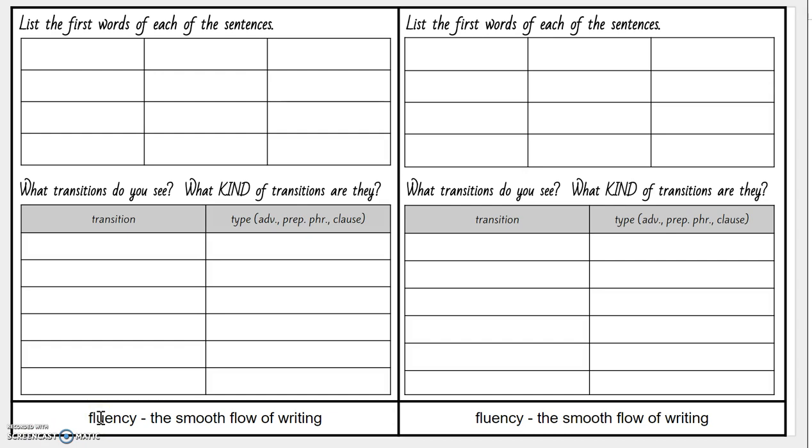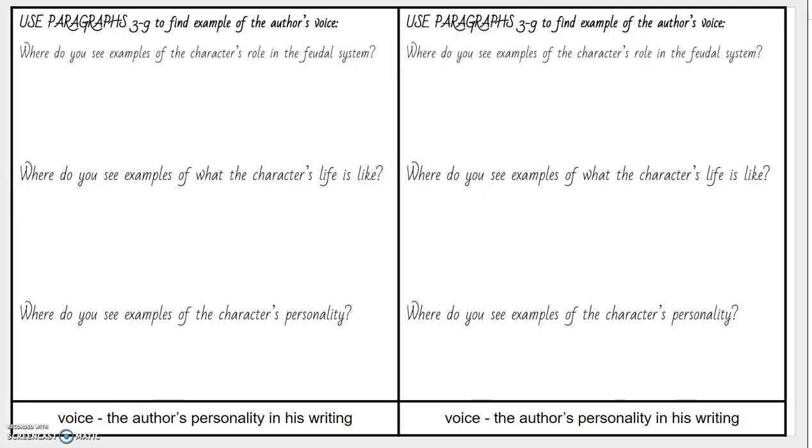And while you read, or as you finish reading, I want you to go back and add some details for each of these. So for voice, it's asking where do you see some examples of the character's role in the feudal system? And you can just copy down some quotes that you found that support that. Where do you see examples of what the character's life is like? What details did the author include that showed you what your character's life is like? And I want you to focus on the grandfather because he's your protagonist. He's the one whose perspective this is being told from. And where do you see examples of the character's personality?